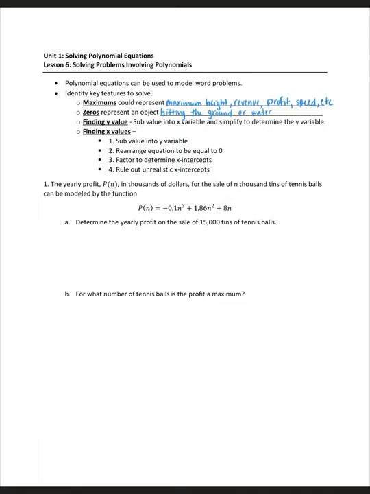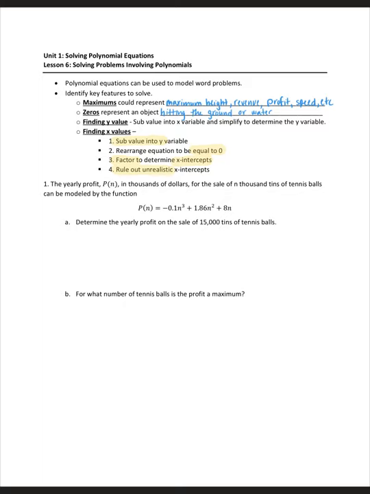So we are going to sub a value into y, and we're going to rearrange so that the equation is equal to 0. We factor to determine those x-intercepts and then rule out any unrealistic x-intercepts. So let's take a look at an example here.